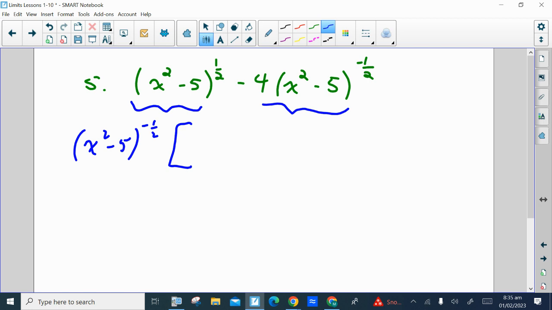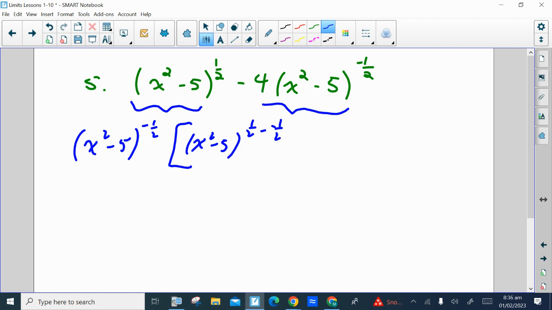To get the other factor, you divide each term by the common factor. So when we divide x squared minus 5 to the power a half by x squared minus 5 to the power negative a half, you're dividing powers with the same base. Subtract the exponents, keep the base the same. So this will be x squared minus 5, and it'll be 1/2 minus negative a half.